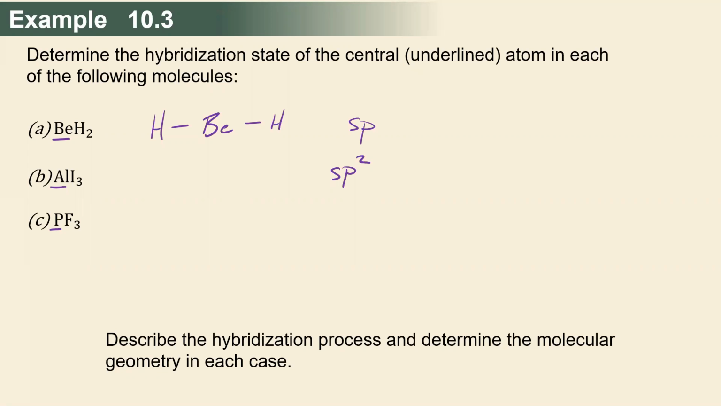PF3. Is it also sp2? It is not sp2, because that phosphorus, unlike aluminum, does have an extra pair of electrons. It does have a lone pair. So sp3. That's it, sp3, because PF3 has a lone pair. So we have to count that lone pair when we look for the electronic geometry, and that gives us hybridization.